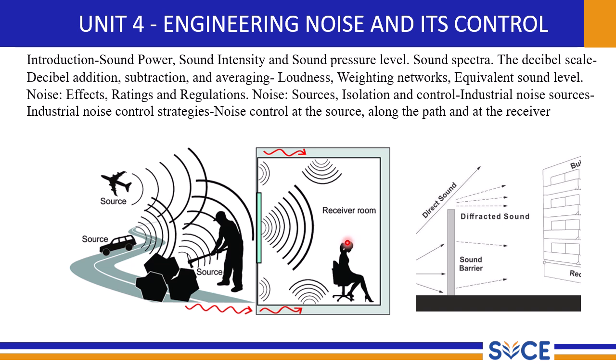Understanding the source of noise is crucial, so we will identify common industrial noise sources and explore various isolation and control strategies. These strategies include addressing noise at the source, along its path of propagation, as illustrated by sound barriers in this image, and at the receiver. So get ready to tune in and learn how engineering principles can be applied to create quieter and healthier environments for everyone.